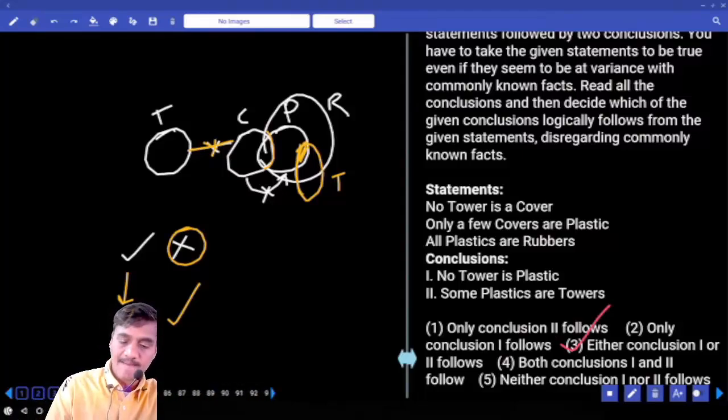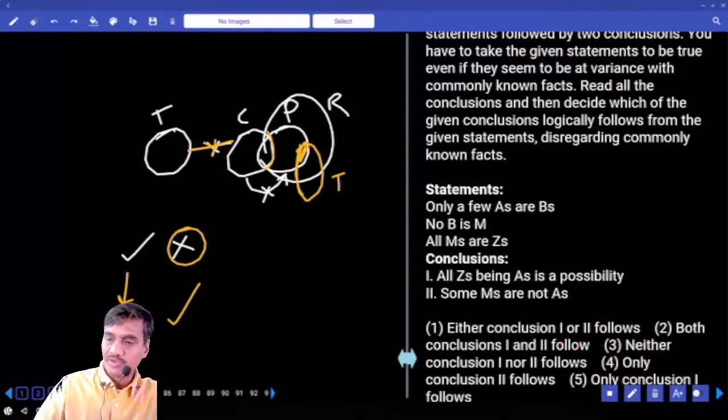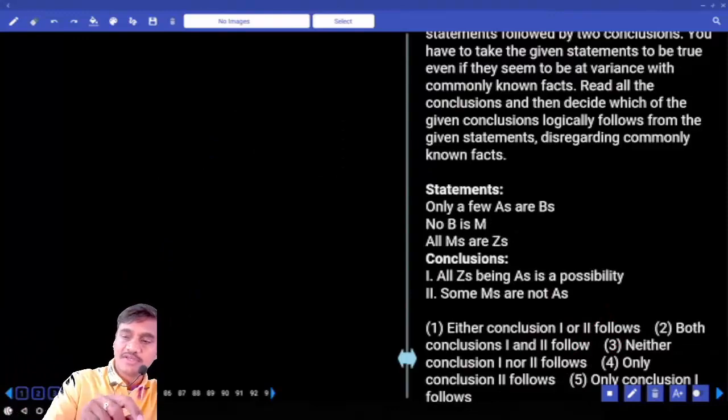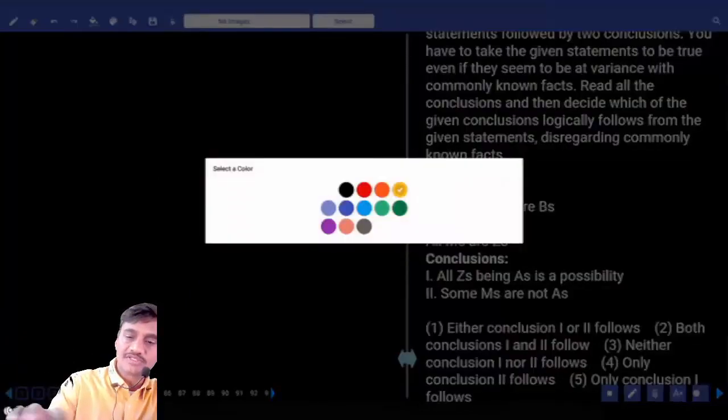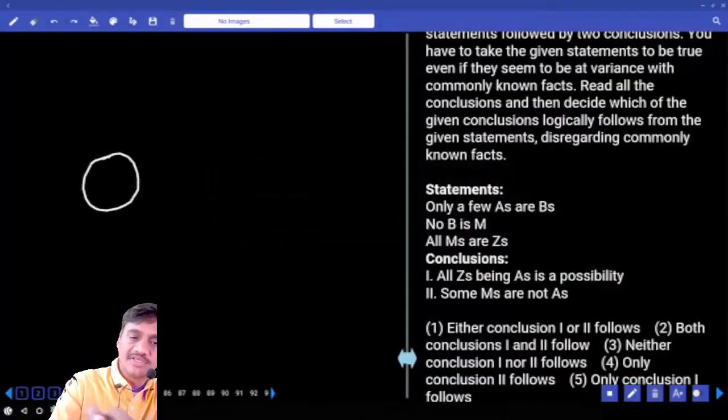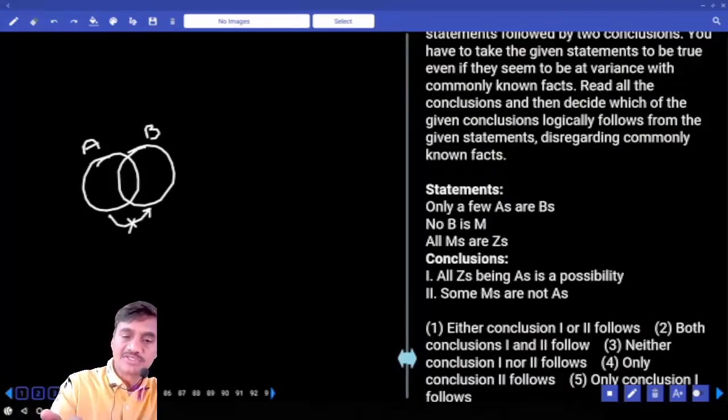The next one. 84. Only a few A's are B's. Only some of the A's are B's, but not all. And next one, no B is M. No B is M means no intersection between B and M. And all these M are what? All these M are Z.